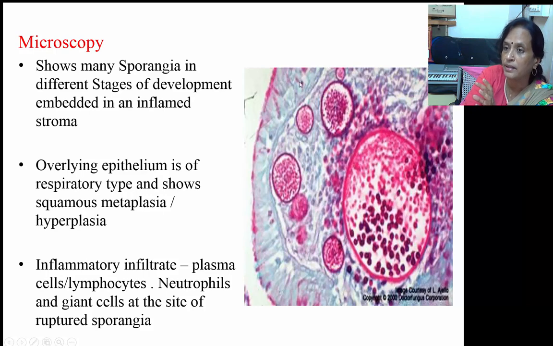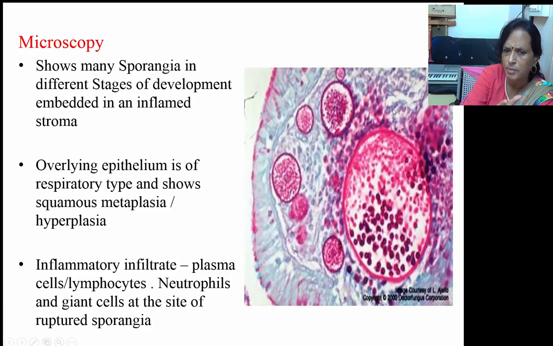So where are they? They're all embedded in the stroma. Background, what do we see? Inflamed stroma. That's the background. And if you look at the overlying epithelium, it's not very clear. I'll show you better pictures. So it's of respiratory type. And what happens to the respiratory epithelium when this chronic inflammation is there? What happens to the respiratory epithelium of the bronchus in a chronic smoker? So the epithelium undergoes metaplasia. So it has to sustain the chronic injury that is there. So what metaplasia do we see in the respiratory epithelium of bronchi? Squamous metaplasia. So similarly, here in the nose, normally we expect a respiratory mucosa there, but because of this chronic inflammation, there will be squamous metaplasia or just hyperplasia of the mucosa.